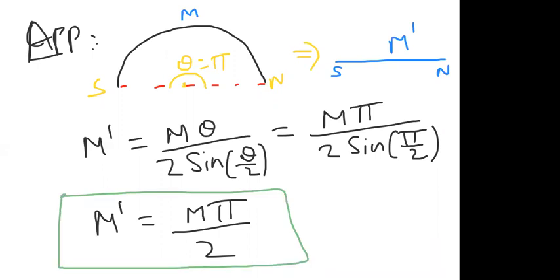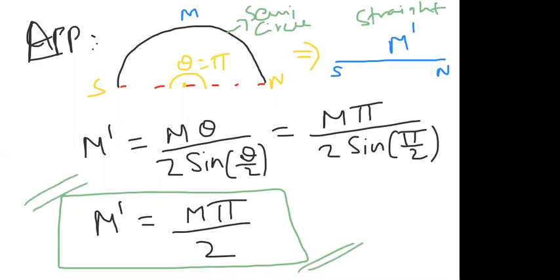Here the arc has theta equal to pi, a curved shape extending an angle at the center. Theta equal to pi is a semicircle. So what we did here is we made a semicircle into a straight magnet. Semicircle to straight: the formula is M dash equals M pi by 2.